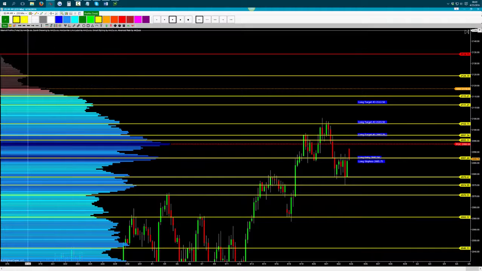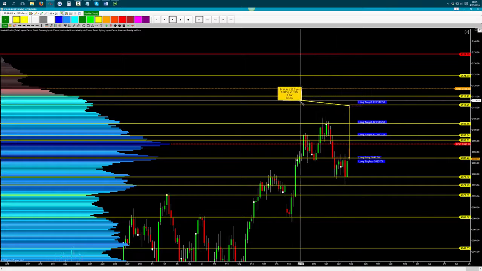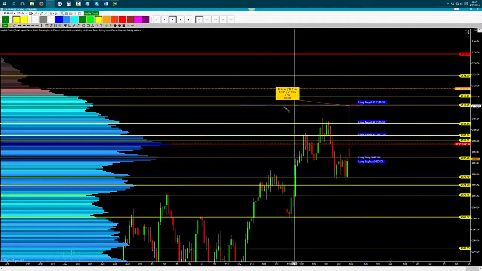So one of the things I'd like to look at here is what can I really get out of this move. So we're going to use what we call a smart ruler, and we're going to look for an entry here at this 2087.50. This smart ruler is by ninZa as well. If we just stick into target 3, we'll move this over here, we're looking for 94 ticks, about 23.5 points, $1,175. It's a pretty nice little run for maybe one contract.